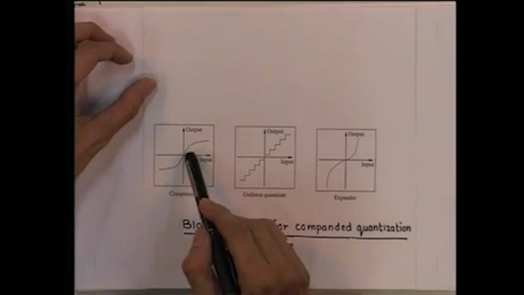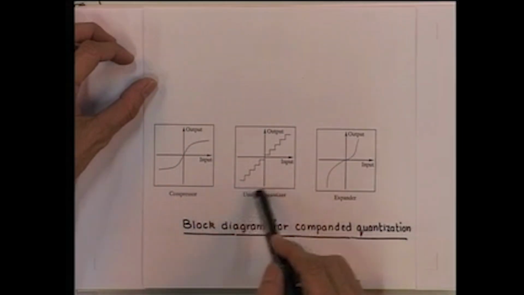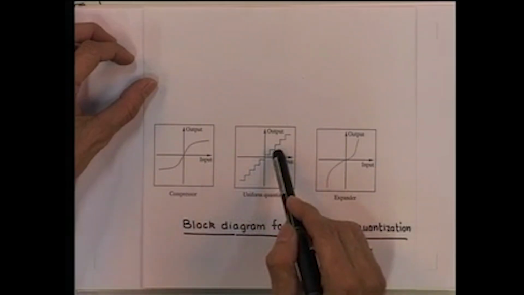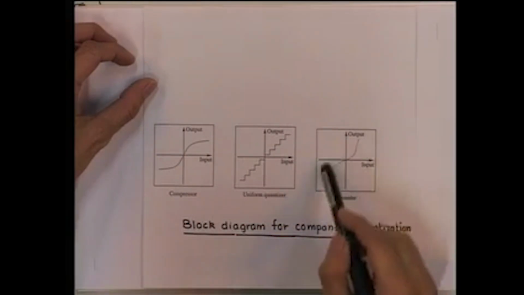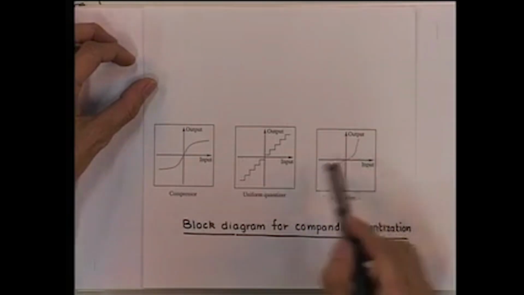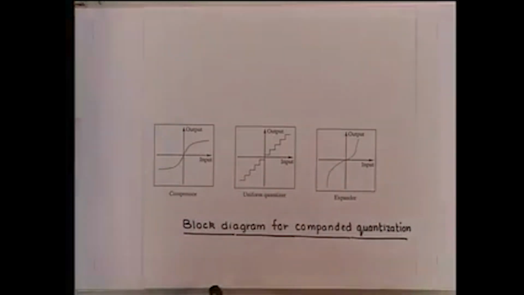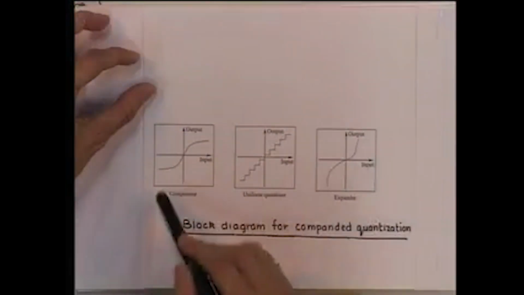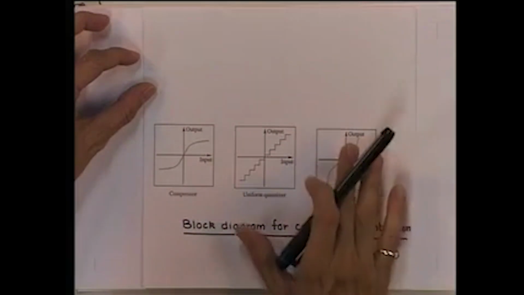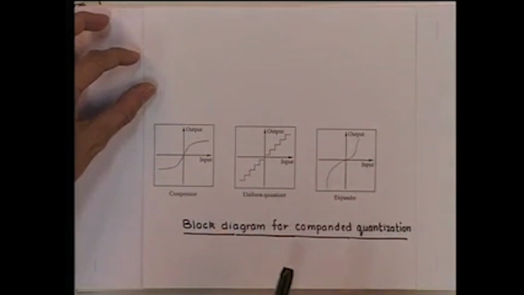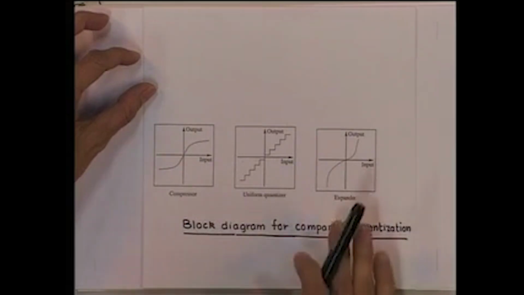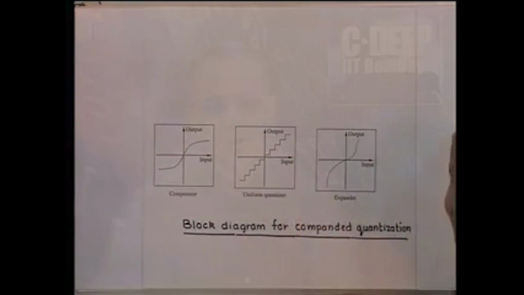Now, the output of the compressor is uniformly quantized and the quantized value is transformed via an expander function which is the inverse of the compressor function. The net effect of this whole process is the same as using a non-uniform quantizer. This is known as companded quantization. Now, before we look into the mathematics of companded quantization, let us try to get the feel of this process with the help of a simple example.